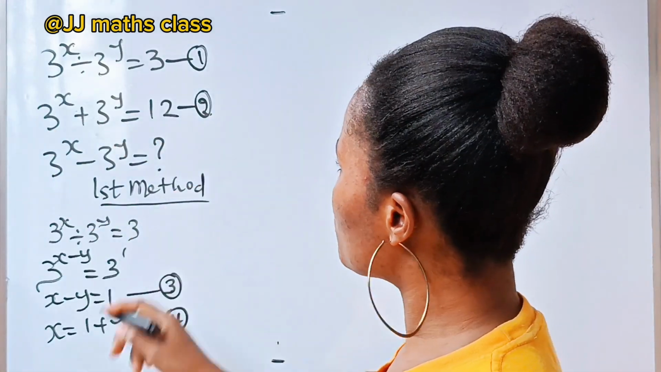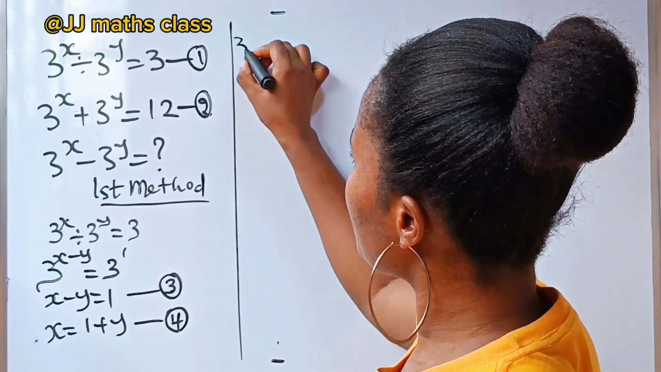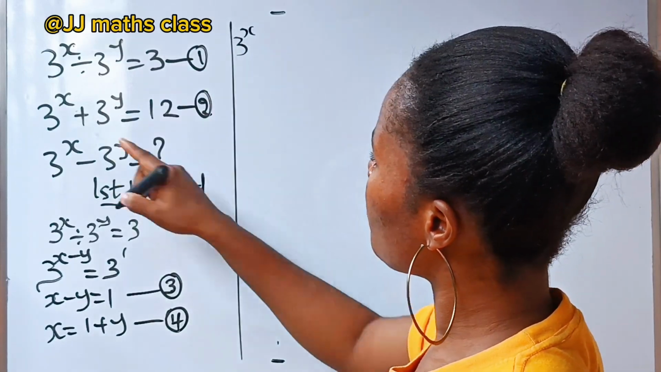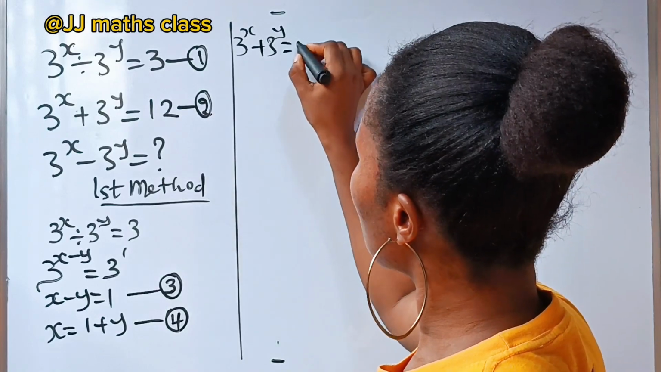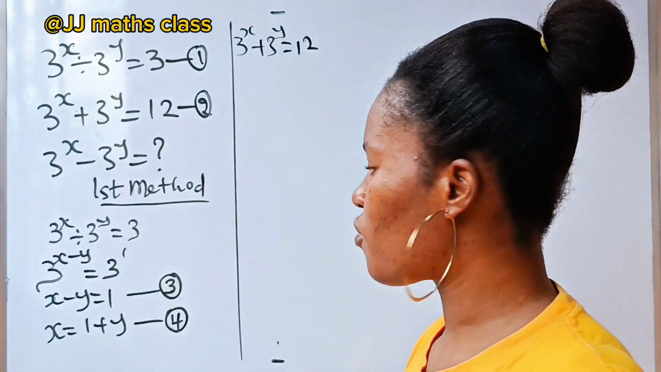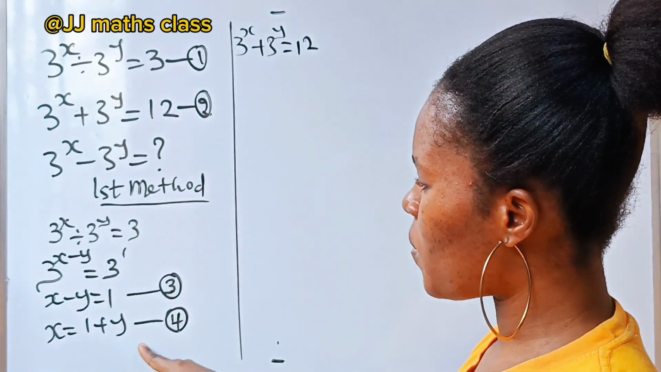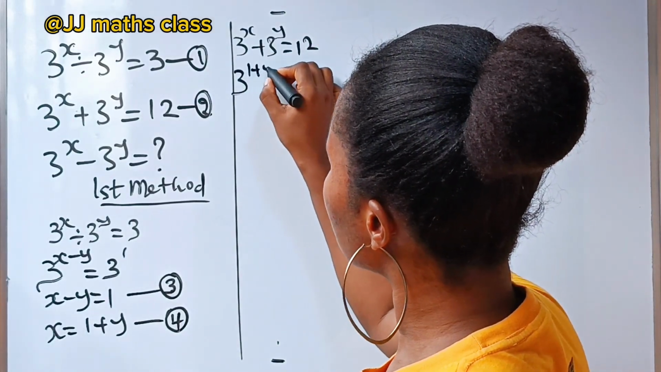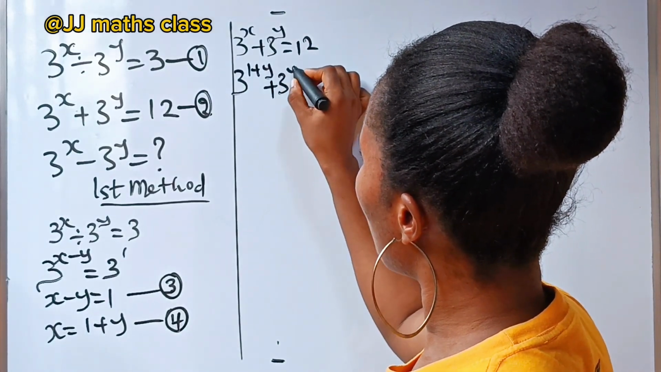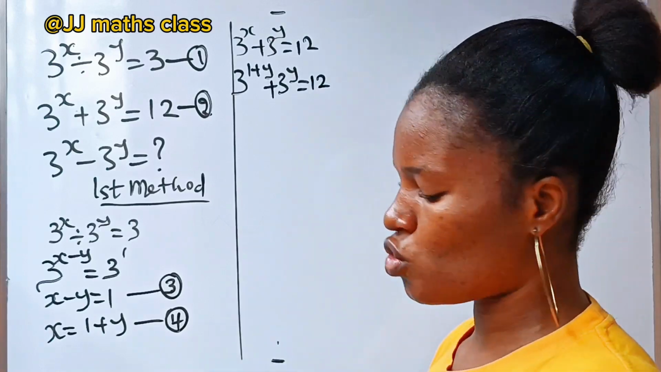Now equation 2 states that 3 to the power of x plus 3 to the power of y is equal to 12. And our x is 1 plus y, right? So we can write this as 3 to the power of 1 plus y plus 3 to the power of y is equal to 12.